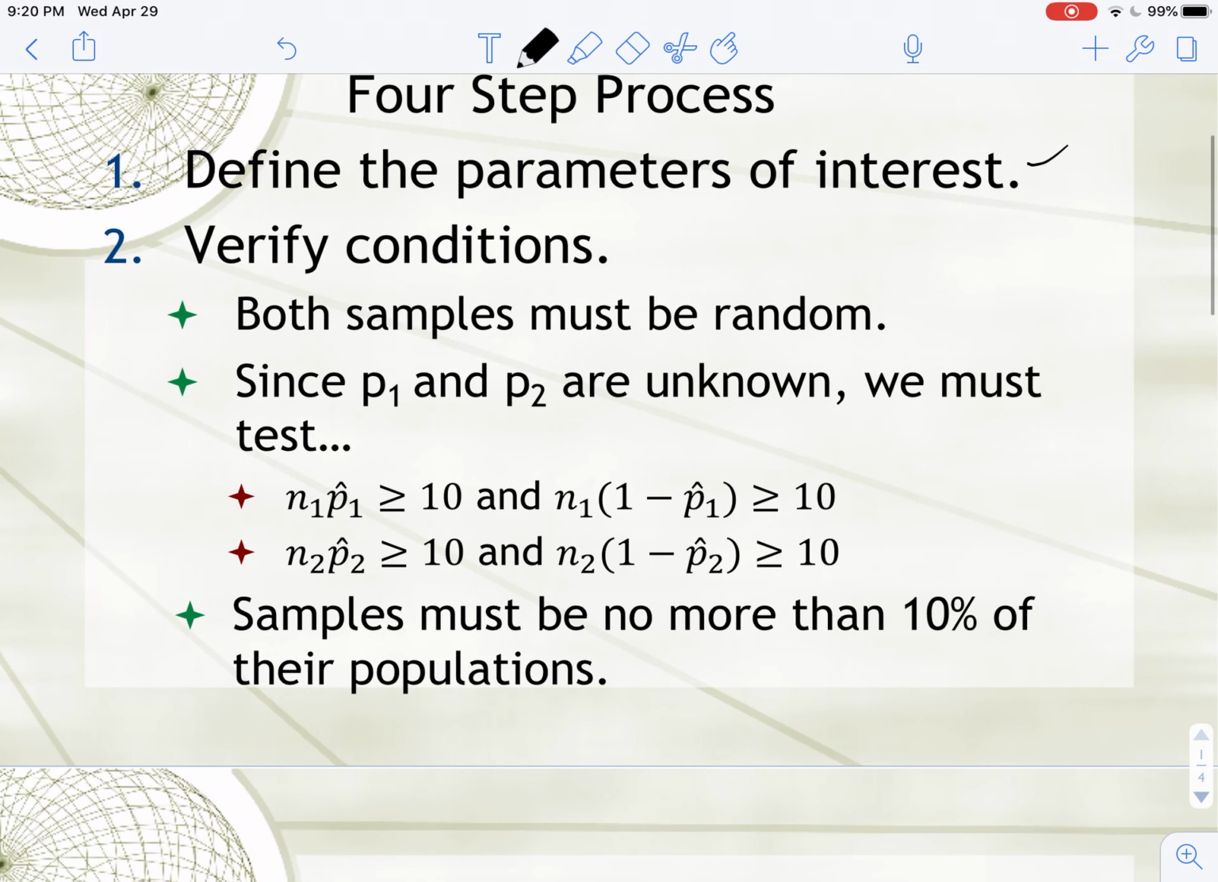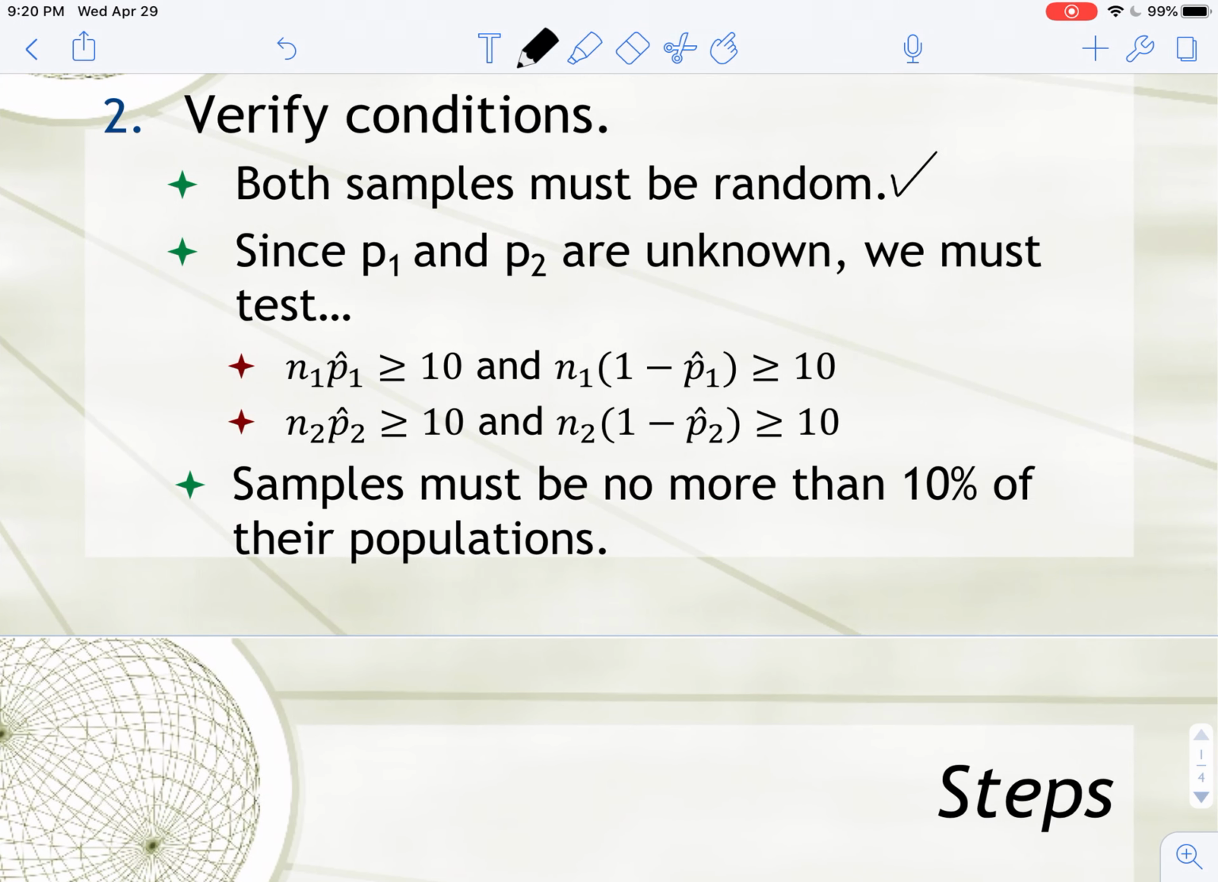Step two is you have your conditions. So we need our random condition. You have two samples this time, so you need to have both samples being random. It'll usually tell you that in the prompt of the problem. We then need to check for a normal sampling distribution. So we actually have four conditions that we need to check. So four of these numbers, n1 times p hat 1, n1 times 1 minus p hat 1, n2 times p hat 2, and n2 times 1 minus p hat 2. All four of those numbers need to be greater than or equal to 10.